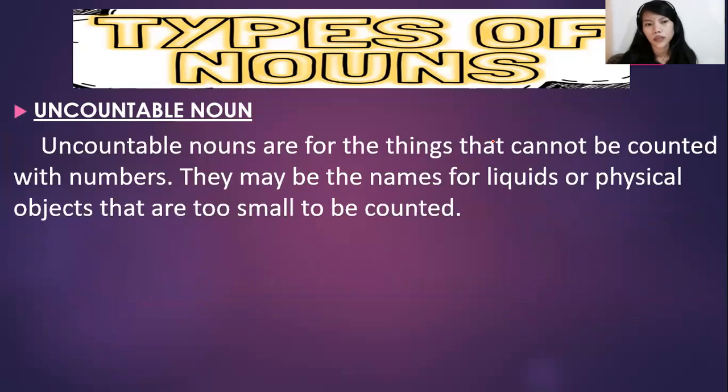Now, what is uncountable noun? Uncountable nouns are for the things that cannot be counted with numbers. They may be the names for liquids or physical objects that are too small to be counted. So for uncountable noun, this is the opposite of countable noun. Why? Because uncountable noun cannot be counted. We cannot count them, because they are liquids or physical objects that are too small for us to count.